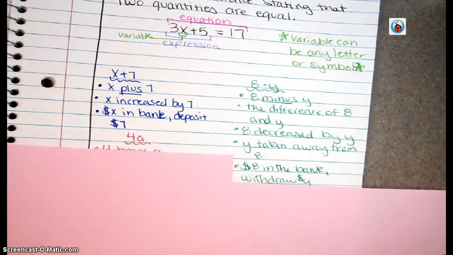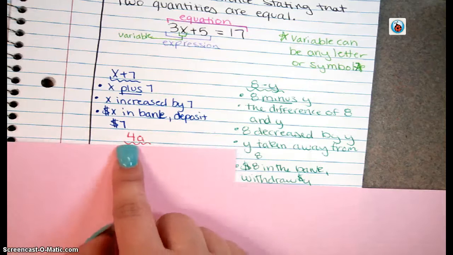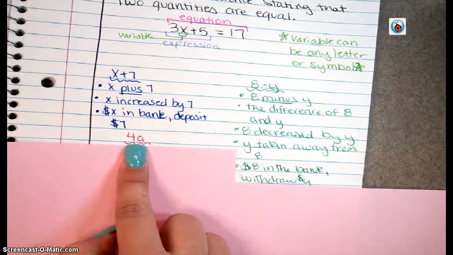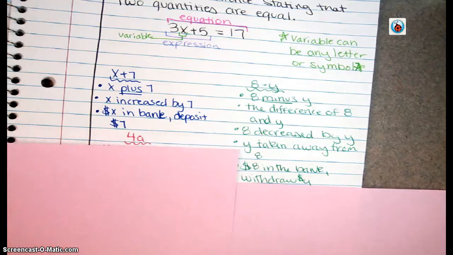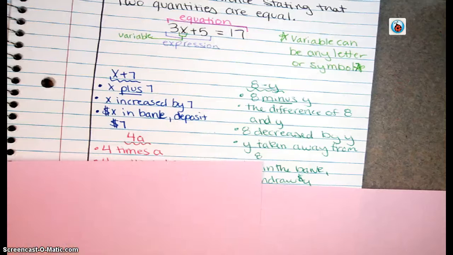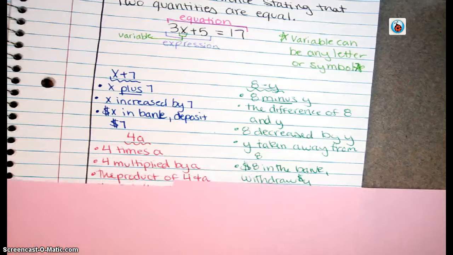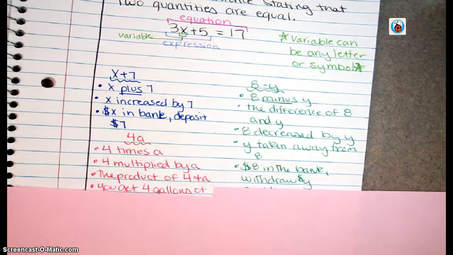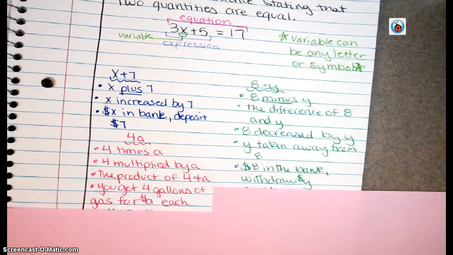Now, look at this one, 4a. Okay, when you see a number next to a variable, that means it's being multiplied, okay? So now, look here, 4 times a. That's how it could be written. It could also be written as 4 multiplied by a, the product of 4 and a. You get 4 gallons of gas for $8 each, okay?